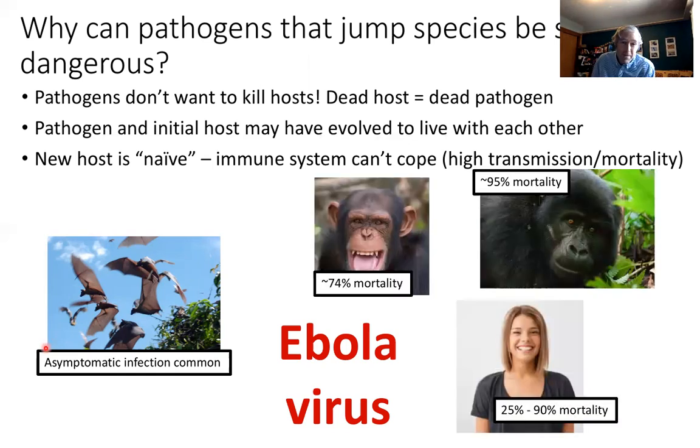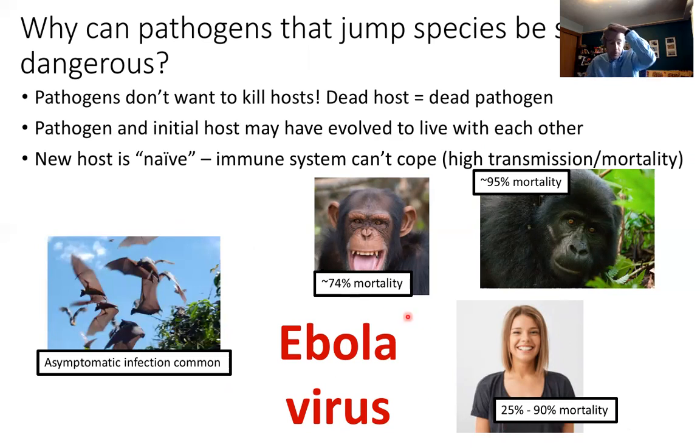But when you look at primates, Ebola is associated with a 75% mortality rate in chimpanzees, a 95% mortality rate in gorillas, and a 25 to 90% mortality rate in people. So this is a virus that's asymptomatic in bats, but is really deadly when it infects primates, especially great apes.